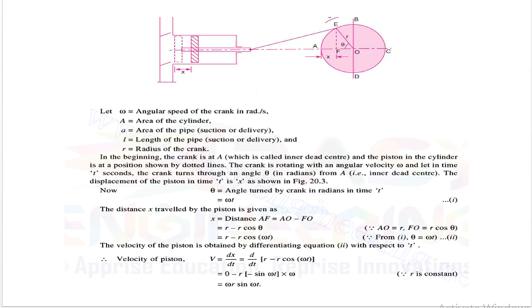If we know the distance x, we can calculate velocity with the help of this distance. Velocity of the piston is equal to dx by dt. So we differentiate this equation, R minus R cos omega t, with respect to t. R is a constant, so its derivative is 0, and minus R cos omega t differentiates to omega R sin omega t. R is the radius of the crank. So the velocity of the piston is v equal to omega R sin omega t.